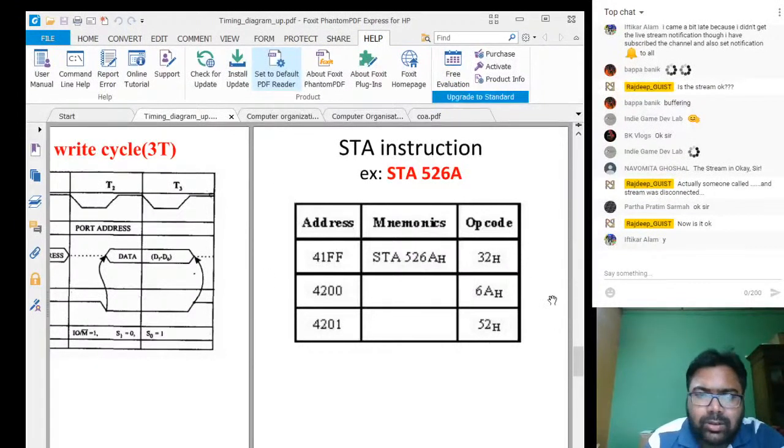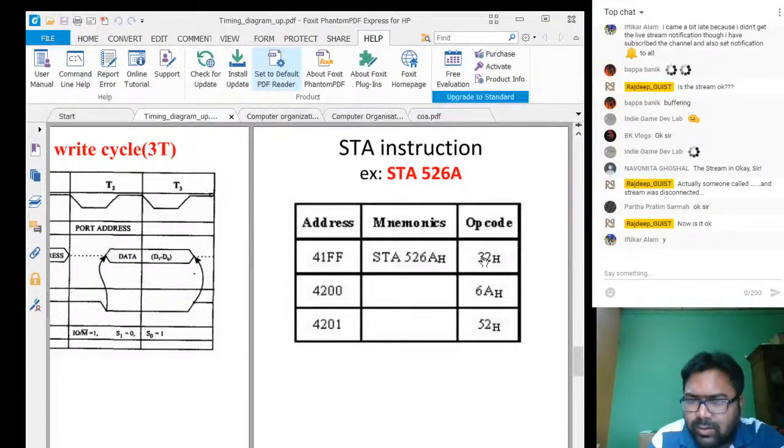Here we are trying to execute this particular instruction and see what the changes will be. Say you want to execute the instruction STA 526AH, a hexadecimal number. The first memory address is where it starts, and it is going to store the opcode. I think this is clear to you because we have seen this many times in the lab, so there should not be any confusion here.